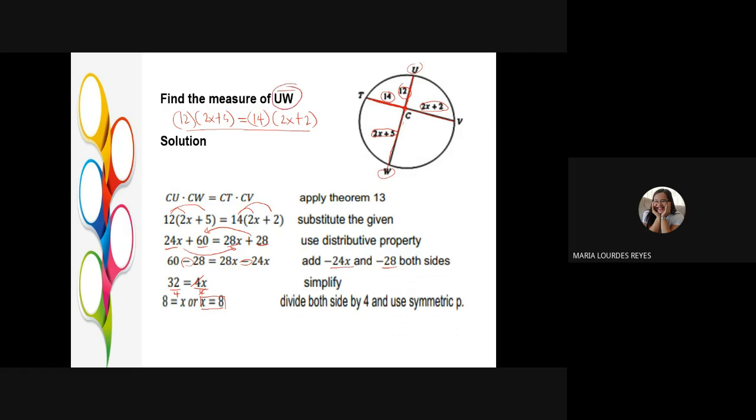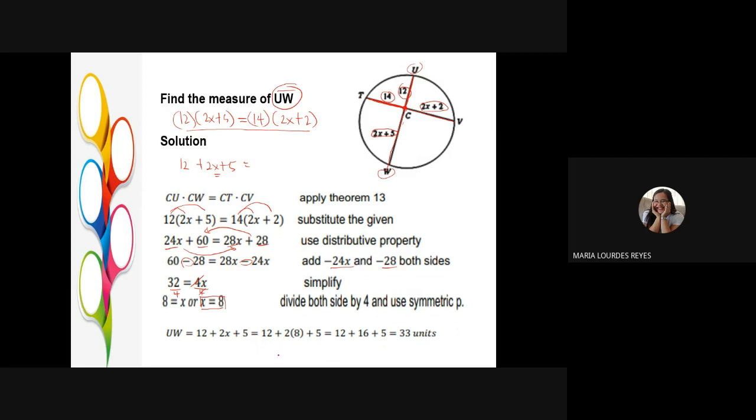Line segment UW. Now, line segment UW is equal to 12 plus 2x plus 5. Right? UC is equal to 12. Then CW is 2x plus 5. So we have to add this in order for us to get UW. And since we already know the value of x, what we will do is substitute.